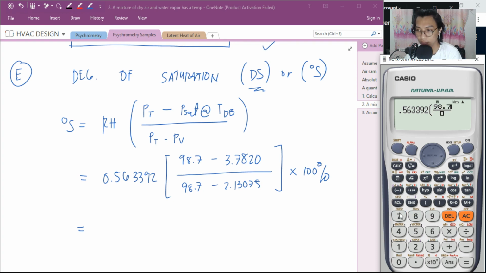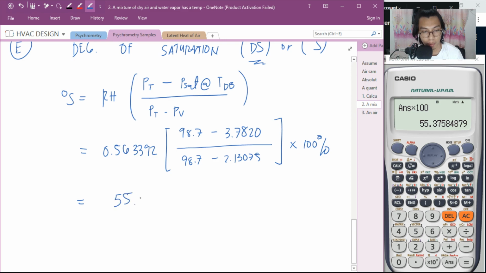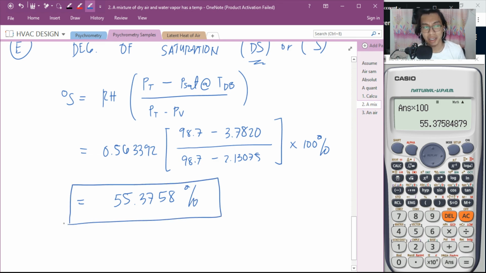98.7 minus 3.7820, 98.7 minus 2.13075. So, the answer is, multiply natin 100%. The answer is 55.3758%. So, that is air mixing for you. Very basic yan. Okay? And let us take a break. So after this, the final problem. Okay?